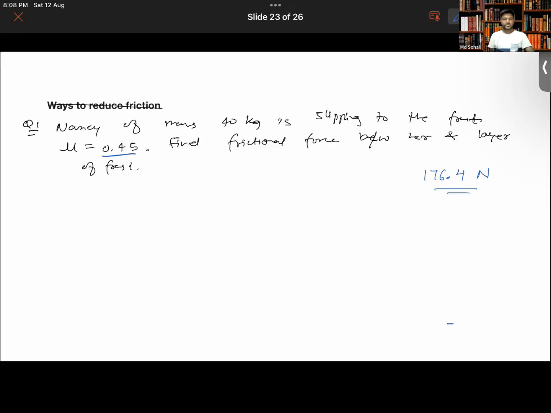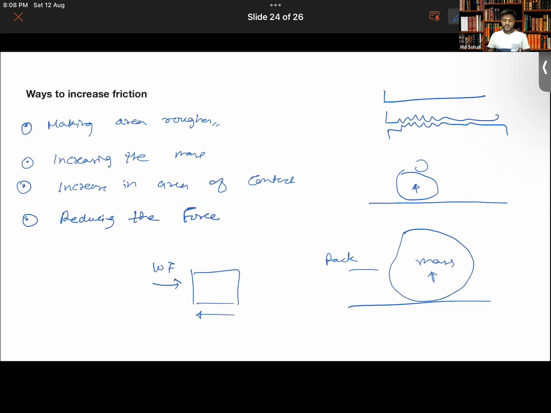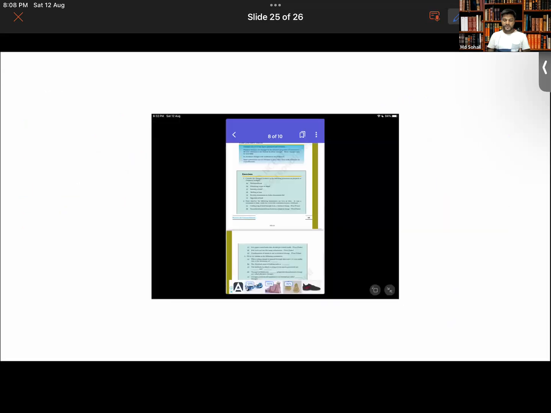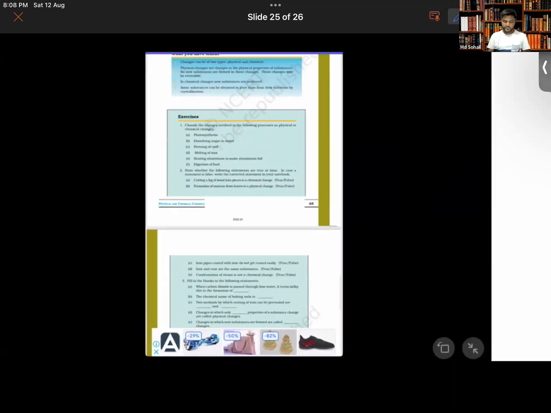Okay, see if the calculation you have done is correct or not. Basically, in the question the mass was given as 40 kg, right? Coefficient of friction. We have done wrong in multiplication. Yeah, so you have to improve on that. All right then, now let's come to the NCERT exercises.